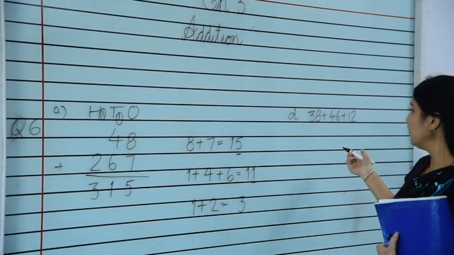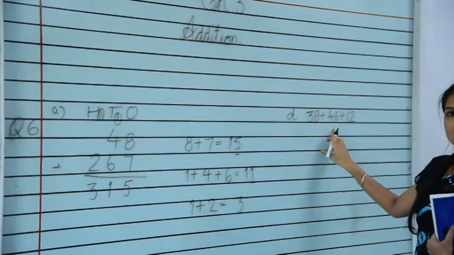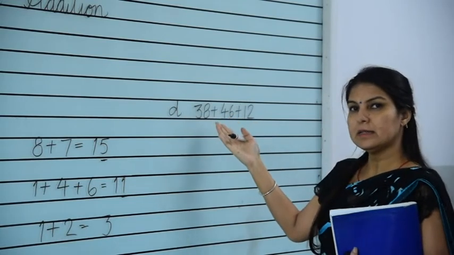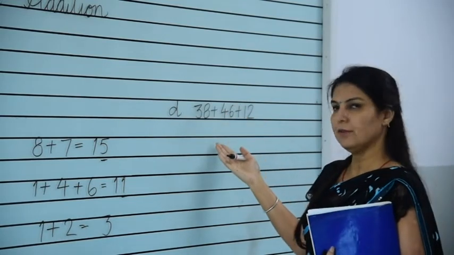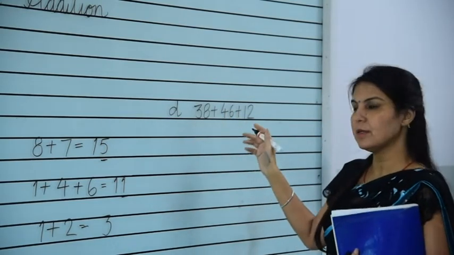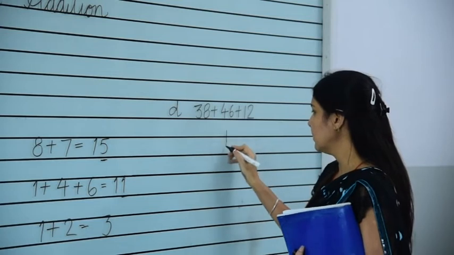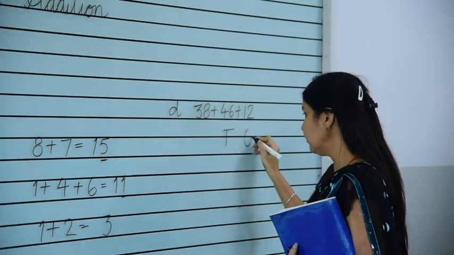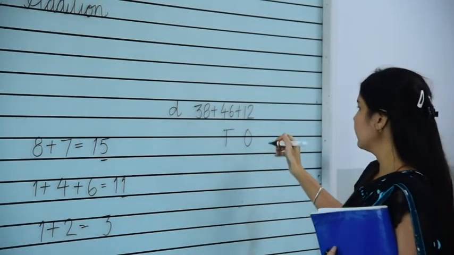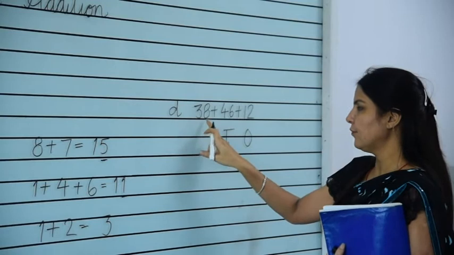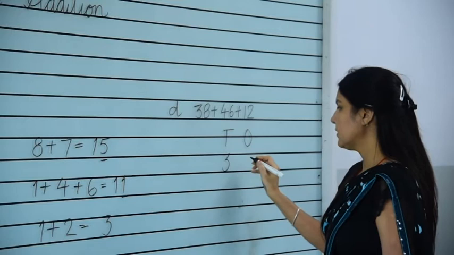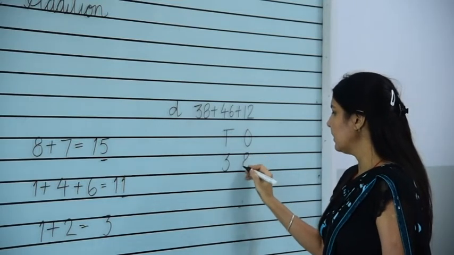Now let's see one more example. Here are 3 numbers of 2 digits. So you have to arrange these numbers in vertical form. Numbers are given in horizontal form. We will arrange these numbers in columns according to their places. Only 2 digits, so we will write T for tens and O for ones. Start arranging the numbers from 38. 3 is at tens place and 8 is at ones place.